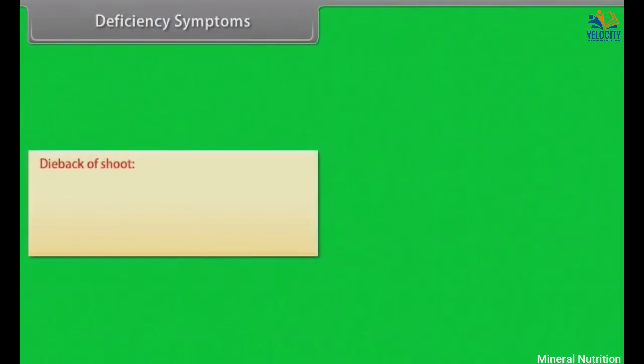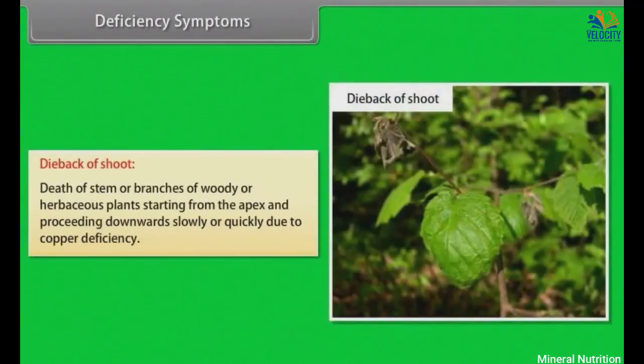Dieback of shoot. Death of stems or branches of woody or herbaceous plants starting from the apex and proceeding downwards, slowly or quickly, due to copper deficiency.